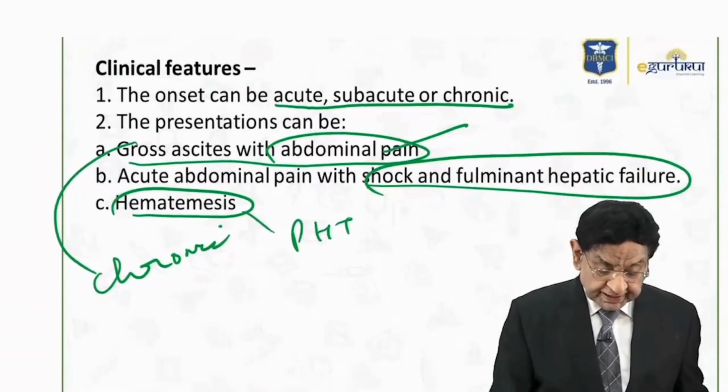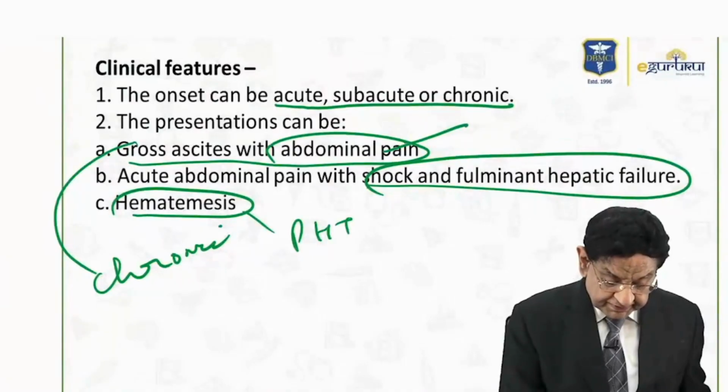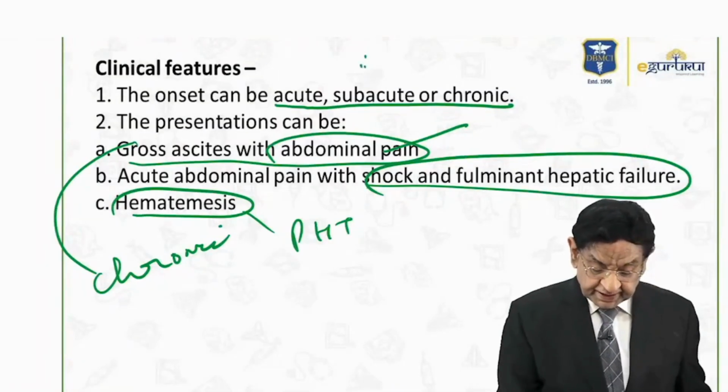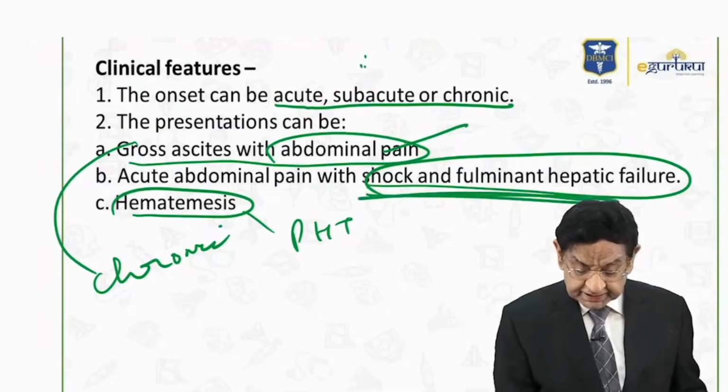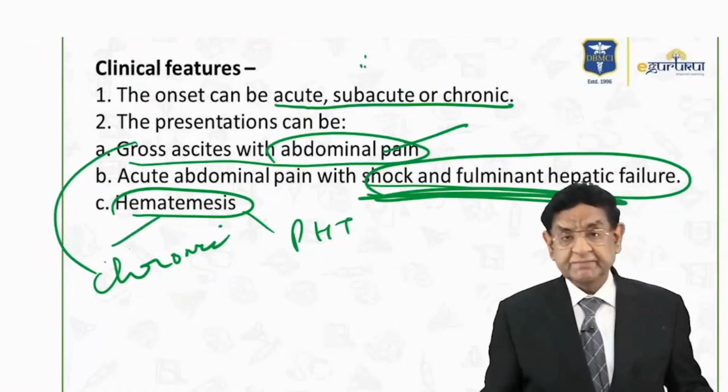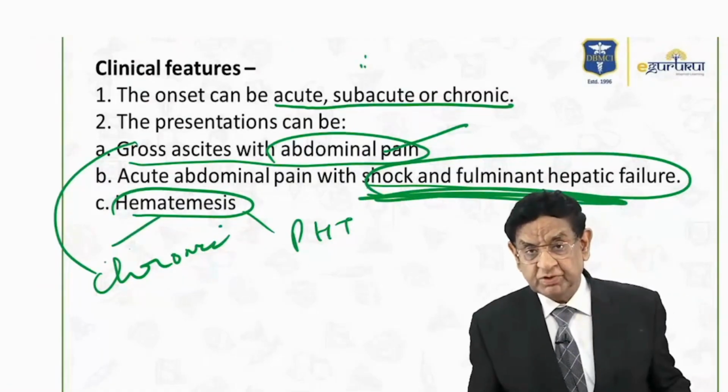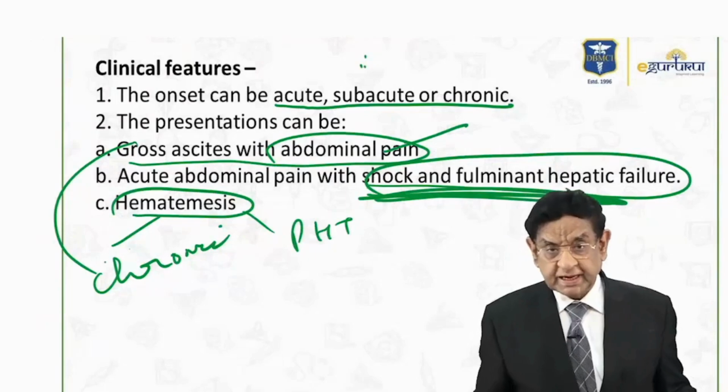So friends, the findings I discussed previously will be in acute cases, but these features, hemochromatosis etc., you will get only when the patient has developed portal hypertension.